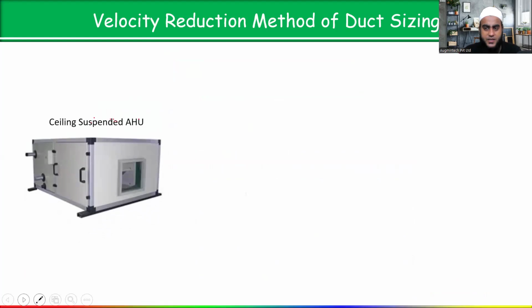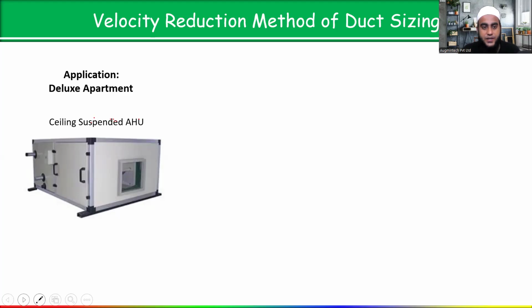Suppose here, say, a ceiling suspended unit. Now the application: here we have to design the duct. We have to do the duct sizing for a duplex apartment, a deluxe apartment, let's say. As I told you, we use the velocity reduction method in areas where cost is not an issue. So let's say a deluxe, luxury apartment, a palace. Here the cost is not an issue, so no problem, you can go for velocity reduction. And here we also have to maintain the noise level; you have to reduce the noise level.